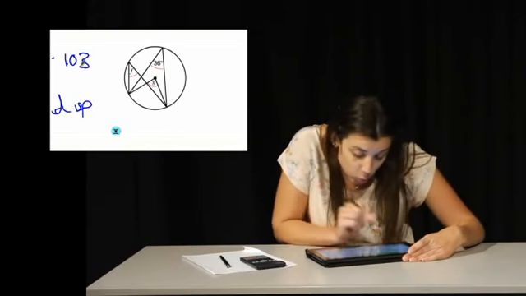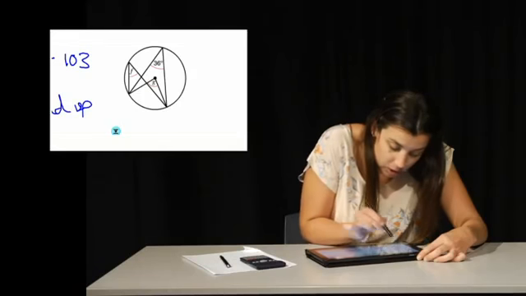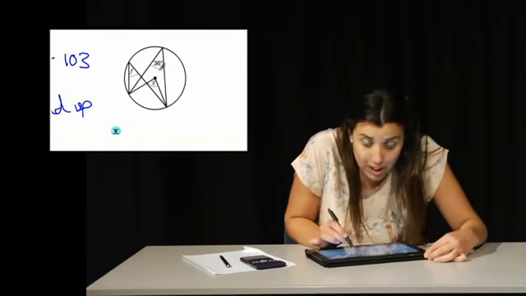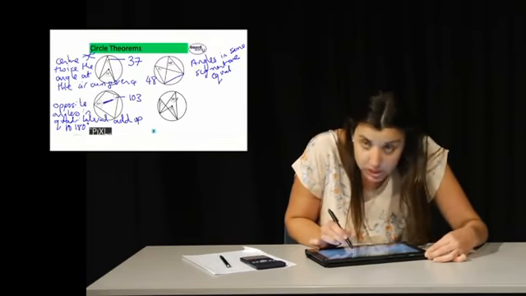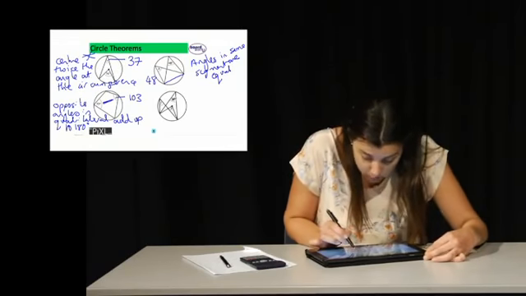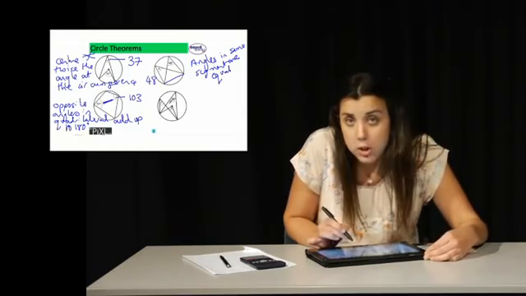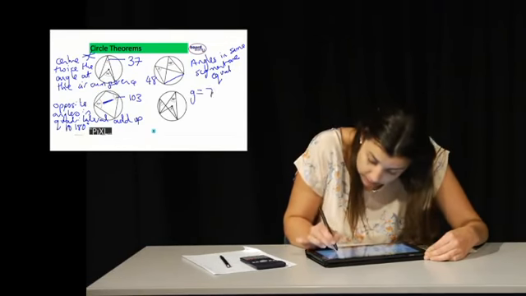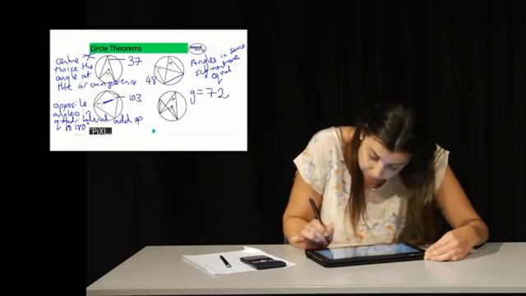Our next one has 2 combined ones. So let's look at G to start with. G's in the centre, 36 is on the edge. It's the same one as this one here. So restate the reason. G is going to be double whatever the angle at the circumference is, which is 36. 2 30s are 60 and 2 6s are 12. So G is going to equal 72.